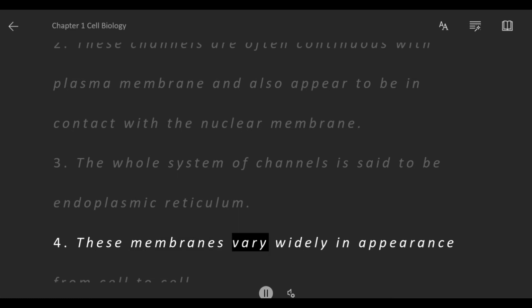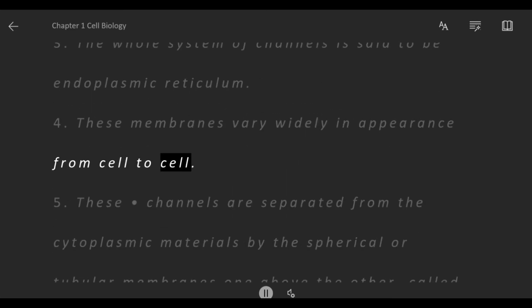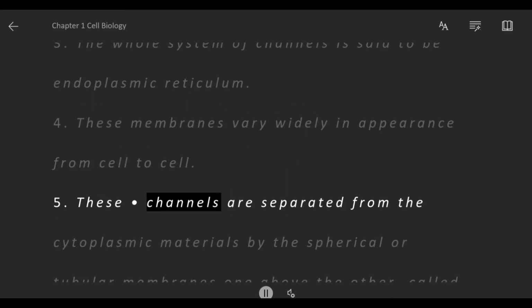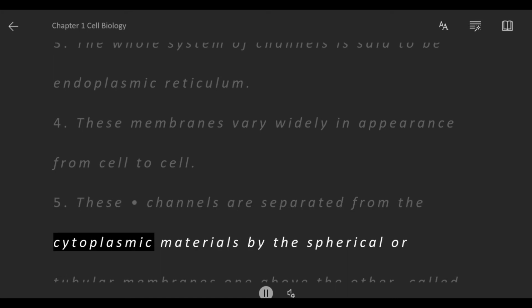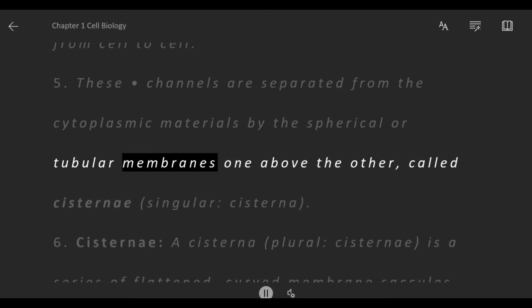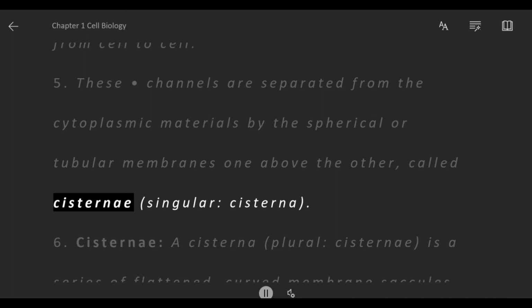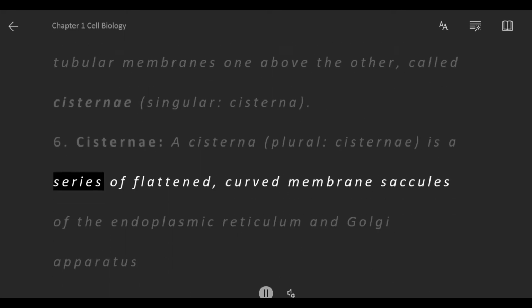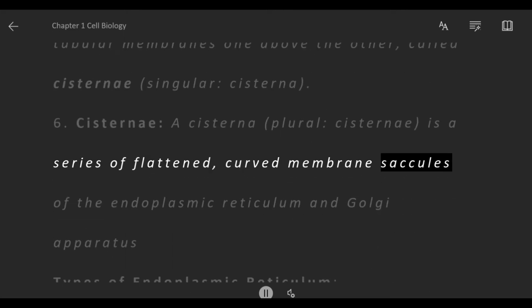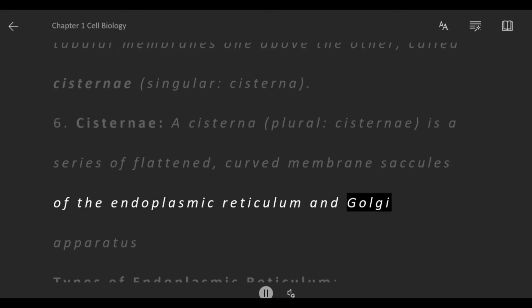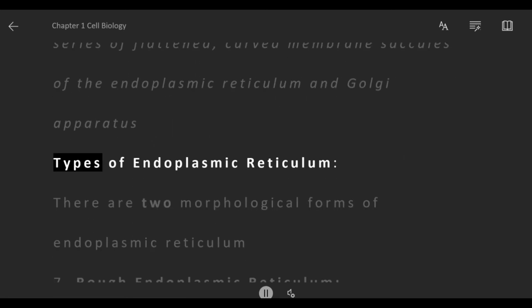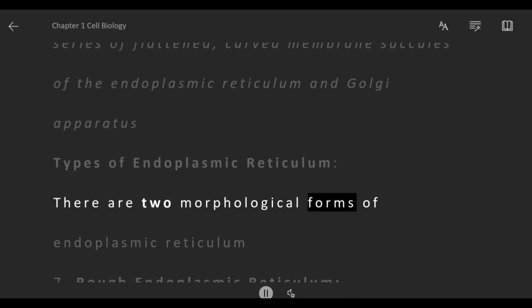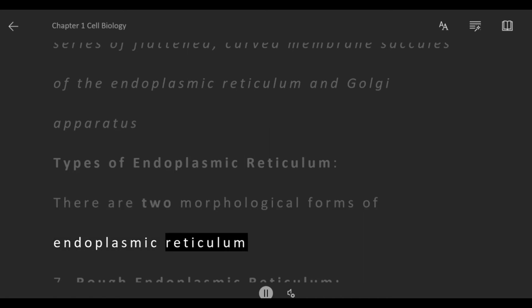4. These membranes vary widely in appearance from cell to cell. 5. These channels are separated from the cytoplasmic materials by the spherical or tubular membranes one above the other, called cisternae, singular cisterna. 6. Cisternae. A cisterna, plural cisternae, is a series of flattened, curved membrane saccules of the endoplasmic reticulum and Golgi apparatus. Types of endoplasmic reticulum. There are two morphological forms of endoplasmic reticulum.